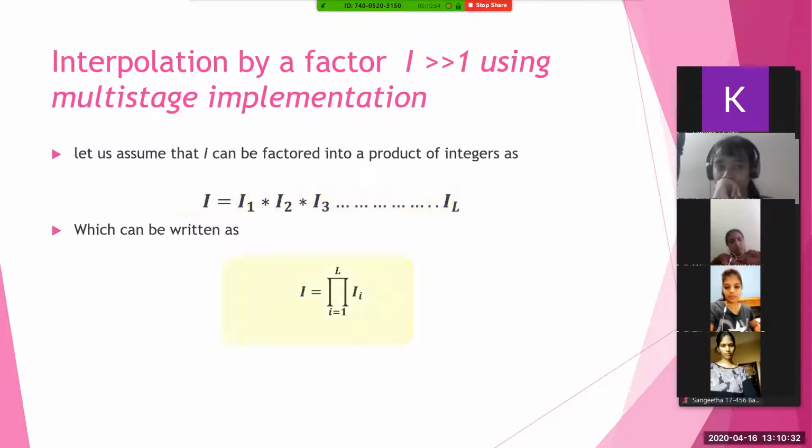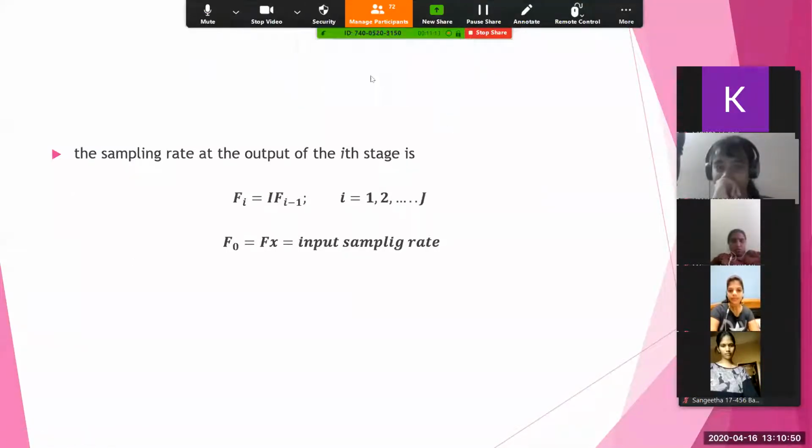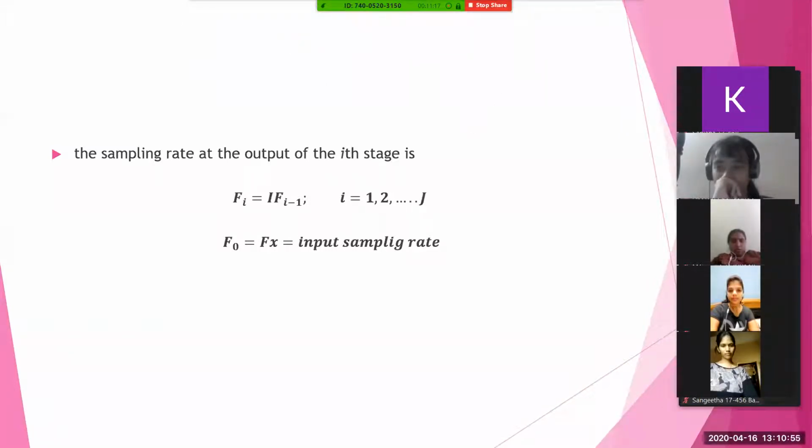Which can be mathematically written by this particular product notation, that is pi notation. And there is one thing you have to keep in mind: whenever we are doing this multi-stage conversion, what exactly happens is that in each stage there will be a new sampling rate. Here is the expression for the sampling rate at each stage.